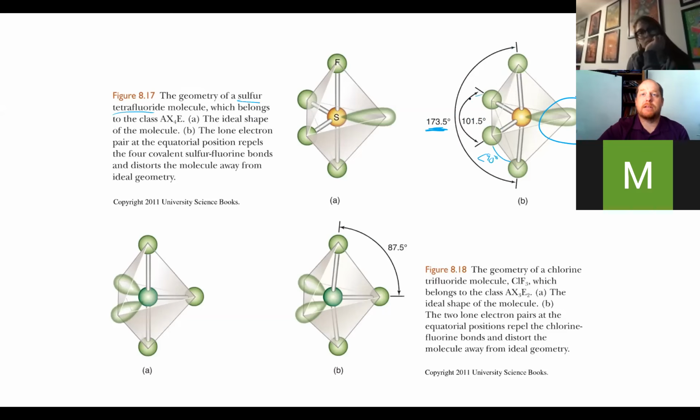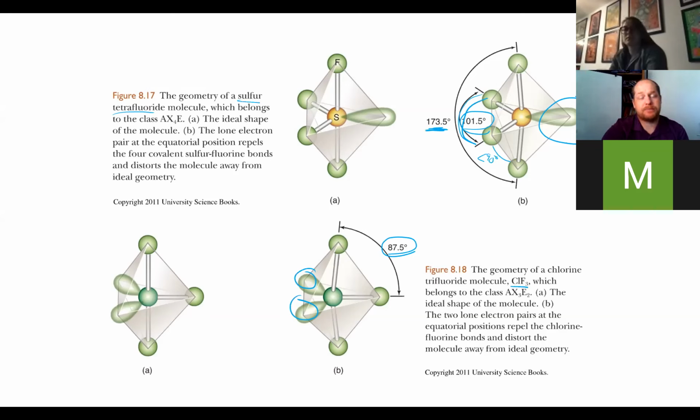And then if you look at that angle between neighboring equatorial positions, that's 101.5, so that's significantly less than 120 degrees. The same thing goes when you now replace two of those atoms with lone pairs of electrons, for something like chlorine trifluoride. Now you have a much smaller bond angle, less than 90 degrees. So in both of those cases, you're getting a reduced bond angle in basically all these cases when you have that lone pair of electrons in the repulsion.